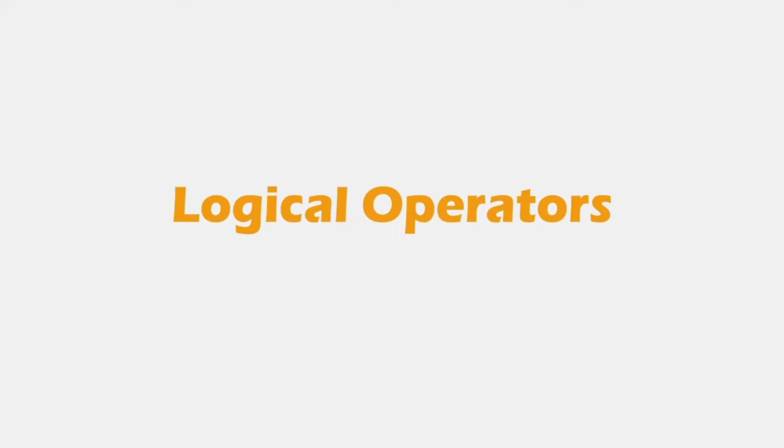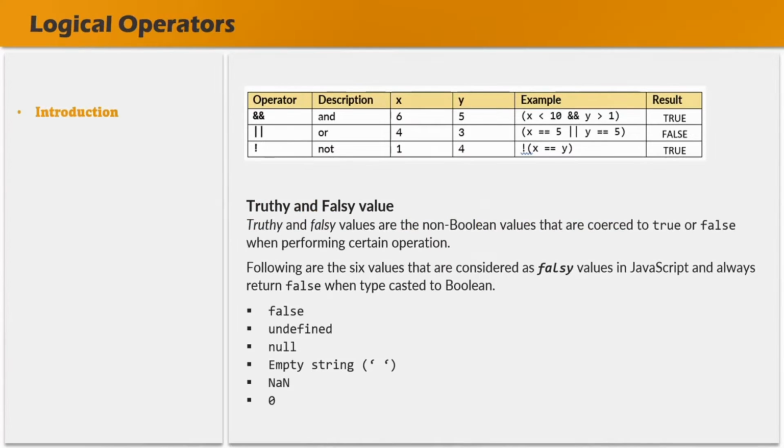In this lecture, we are going to learn about the logical operators in JavaScript. So in JavaScript, we have three logical operators: AND, OR, and NOT. Generally, a logical operator is applied on a value of type Boolean.